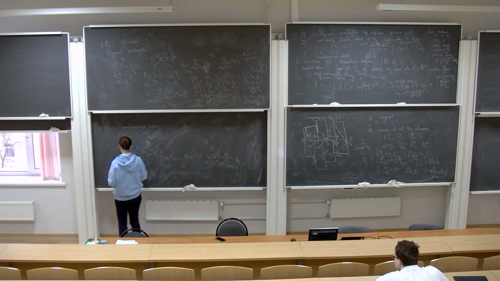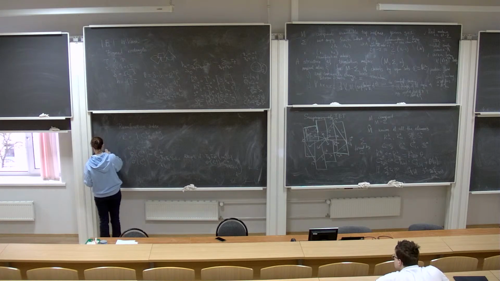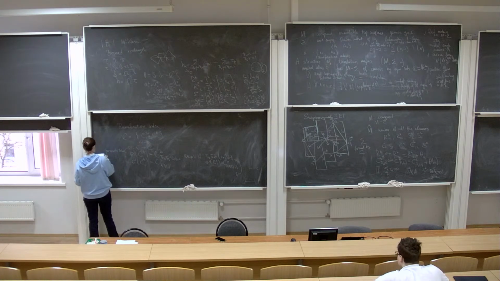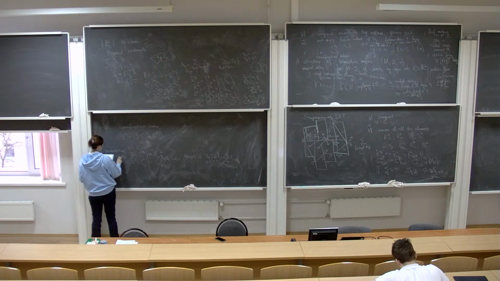So the first thing that we notice is that sigma is a permutation. The second thing we notice is that every cycle of sigma has even length.